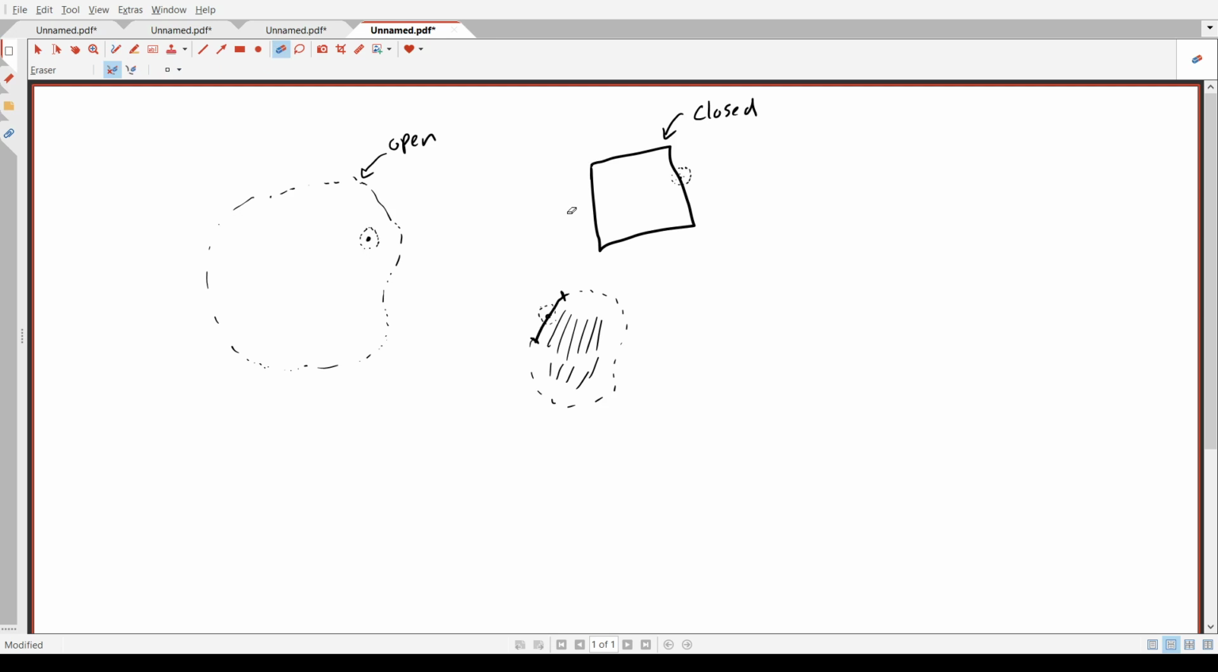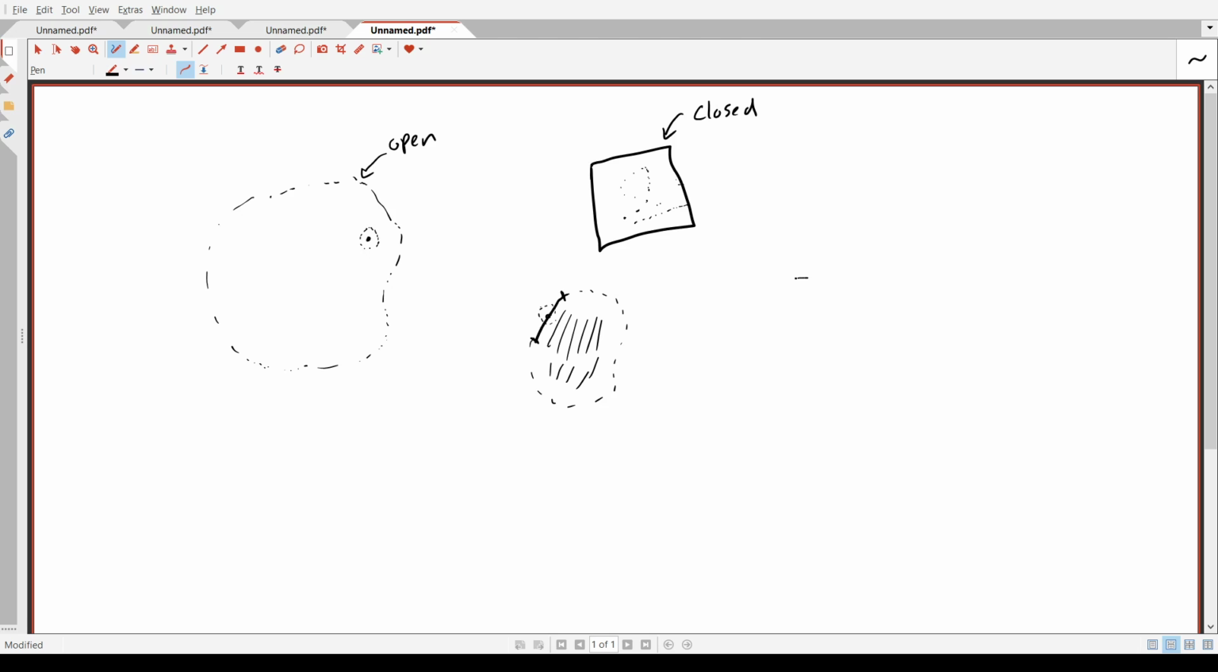So a closed set is different. Basically, what it technically means is that if I take a sequence of points in this set, it doesn't matter what sequence, and I take the limit, the limit is also going to be in the set. So if I take a limit getting closer and closer to the boundary, the limit converges to a point in my set. So how is this different from an open set?